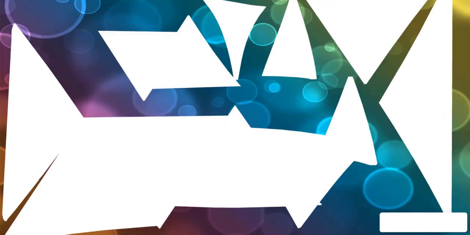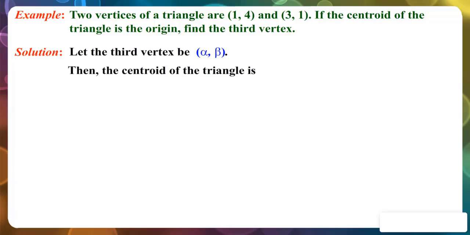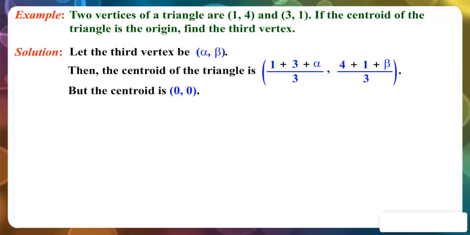Let's take the next example. Two vertices of a triangle are (1, 4) and (3, 1). If the centroid of the triangle is the origin, find the third vertex. Let's solve this. Let the third vertex be (alpha, beta). Then the centroid of the triangle is ((1 + 3 + alpha)/3, (4 + 1 + beta)/3). But the centroid is (0, 0).